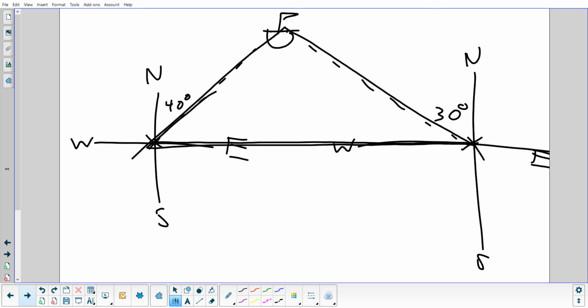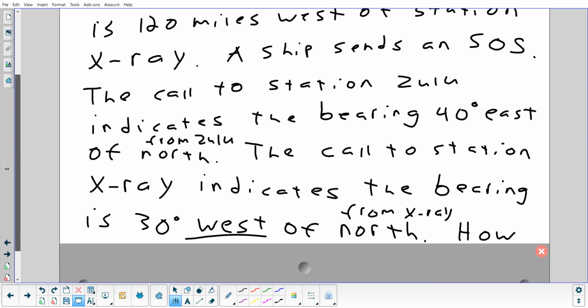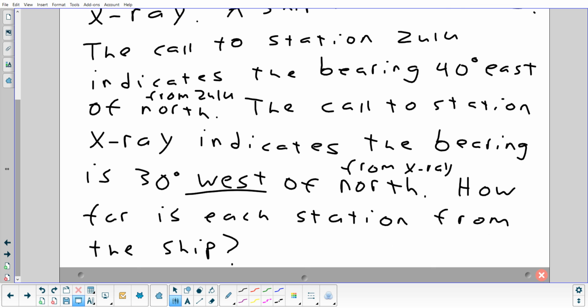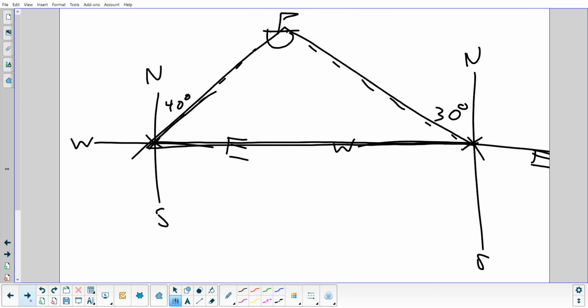But actually, you know what? I could basically just use that diagram. That works. So maybe I'll just stick with that. All right. So how far is each station from the ship? So the goal, by figuring out how far the boat is from each station, is that then the Coast Guard can set up a search area to find this boat.